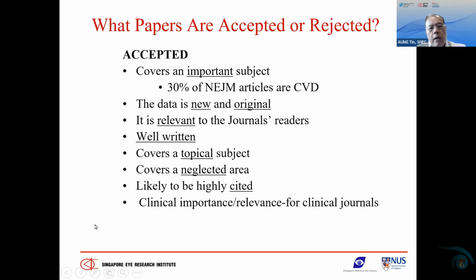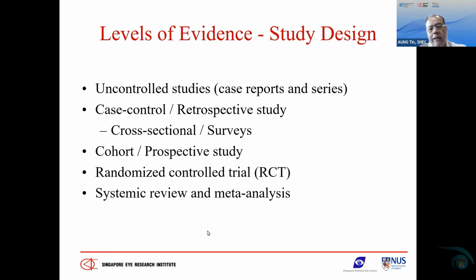Now, what papers are accepted? Firstly, papers are accepted if they are on a clinically important subject, if it's new and original research, if it's relevant to the journal's readers, if it's well written, or maybe if it covers a topical subject, like, for example, artificial intelligence. Or it could cover a neglected area which nobody has looked at before. Also, they want to see how likely it is to be cited and what the clinical importance is.